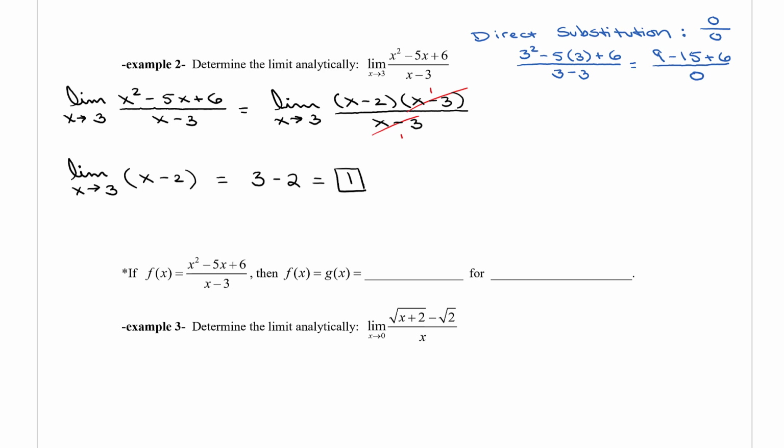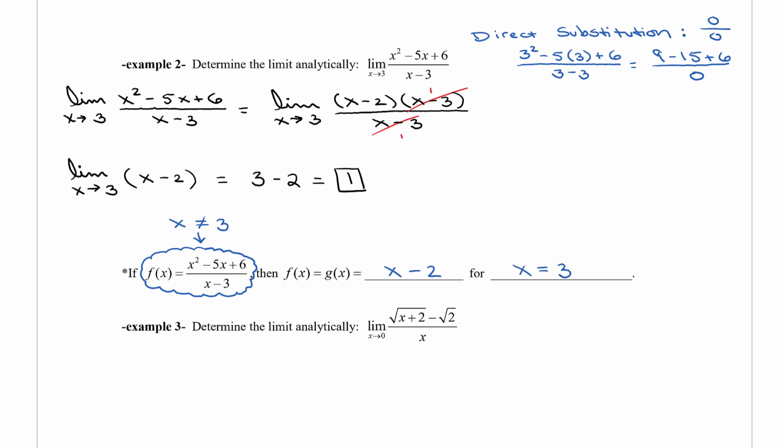If f of x equals x squared minus 5x plus 6 all over x minus 3, and I put a cloud around that entire function with an arrow pointing down here saying that x cannot equal 3 in this particular function, then f of x equals g of x. And in this case, g of x is going to be equal to that x minus 2 factor for x not equal to 3. Example 3.